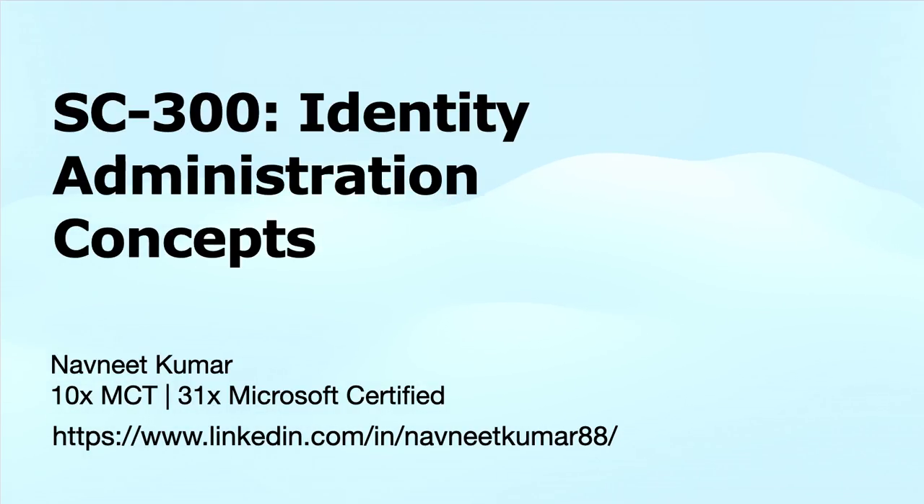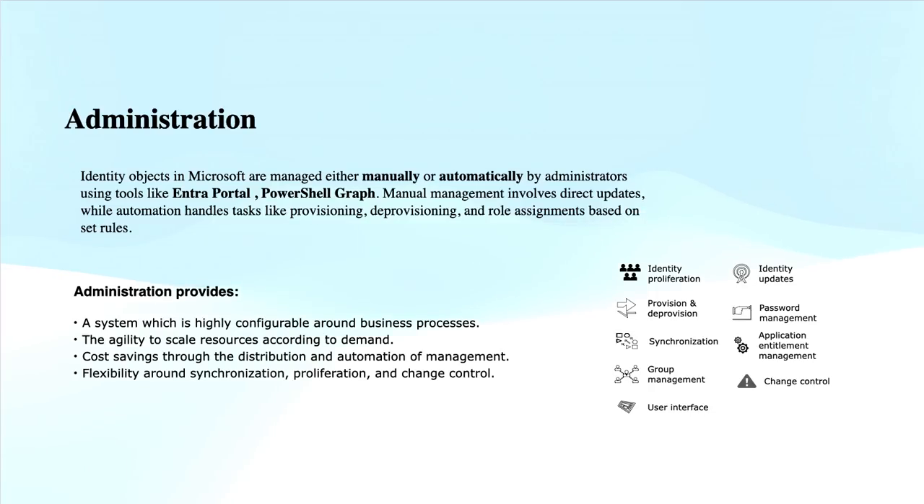The identity objects such as user accounts, groups, and the roles for the assignment of the permissions are managed over their life cycle using a combination of manual and automated processes. This ensures the security and the operational efficiency.